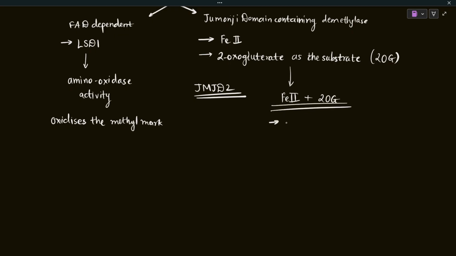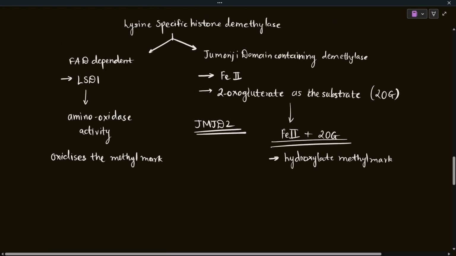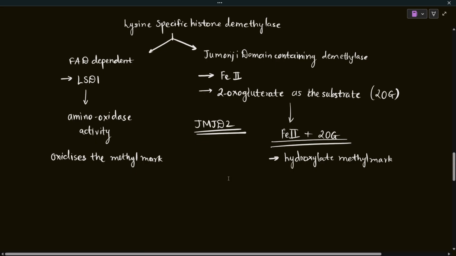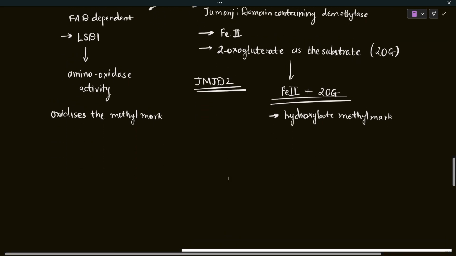So they hydroxylate the methyl mark. Okay, so the mechanism of functioning of those two enzymes is quite different. And that is why we categorized them in two different groups. The first one has LSD1 as an example. This Jumonji domain containing demethylase has different enzymes such as JHDM1.